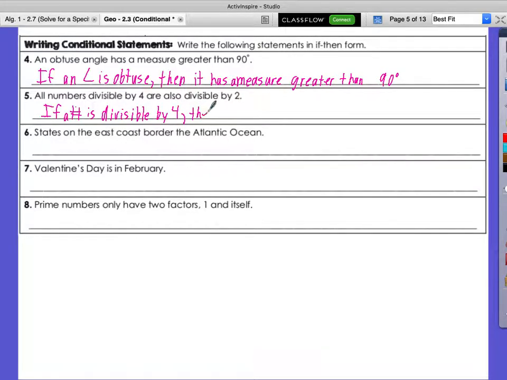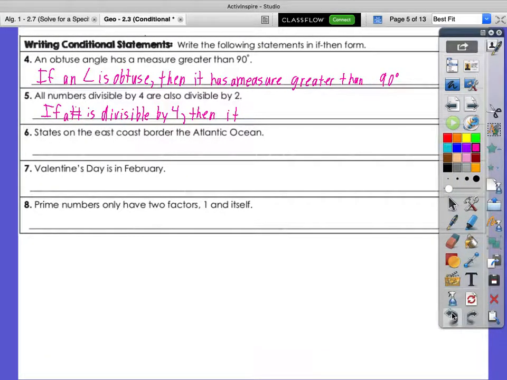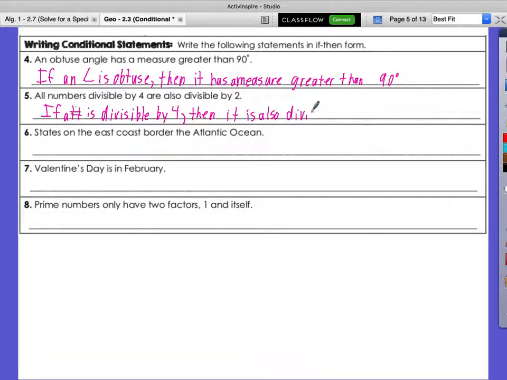Then what? Then they're also, then it is divisible by 2. Yeah, then it is also, yes, it is. Then it is also divisible by 2. Okay. Once again, we stay in the same order.